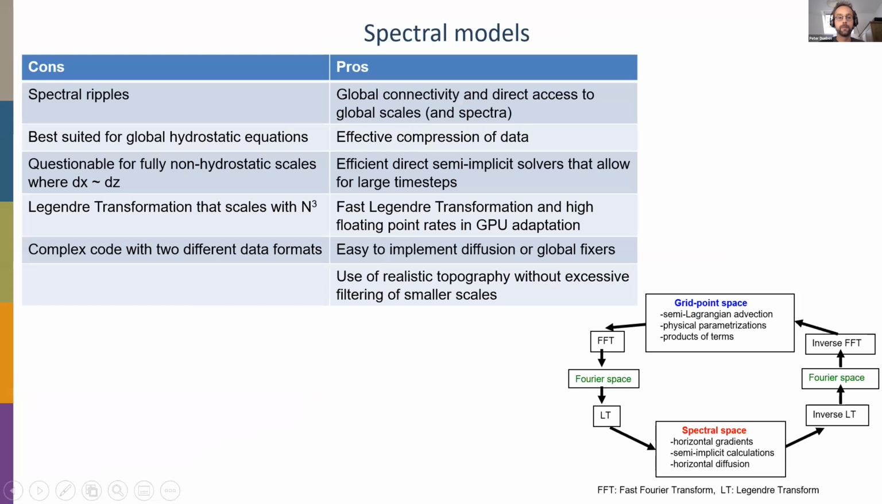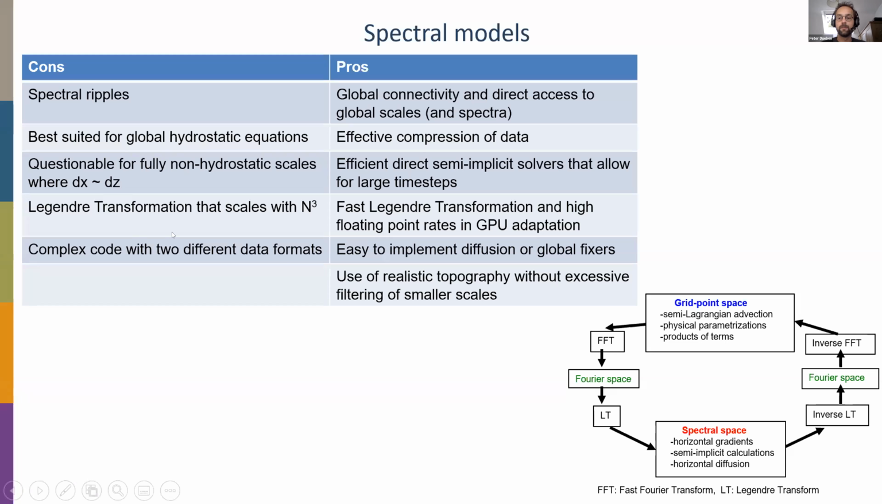So just a couple of cons and pros for the spectral representation. You may have seen plots of spectral ripples in spectral models. So basically you often get a lot of fine scale ripple features in those models. Those models seem to be more suited for hydrostatic equations. So there's a hydrostatic approximation in the atmosphere, and those models are typically designed for hydrostatic equations. However, if you go to these very high resolution simulations where delta x is very small, the hydrostatic approximation breaks down to some extent, and it's a bit hard to work with non-hydrostatic equations in those spectral models.